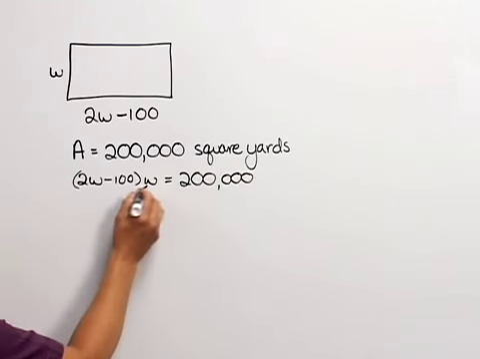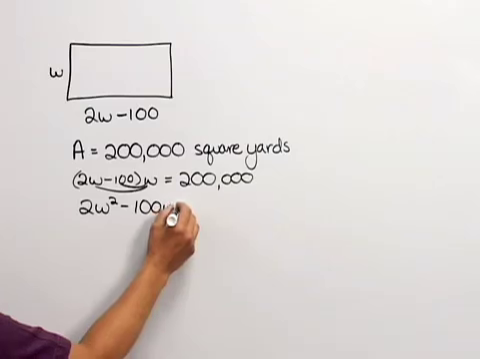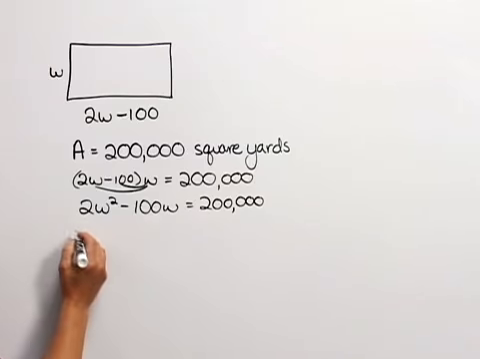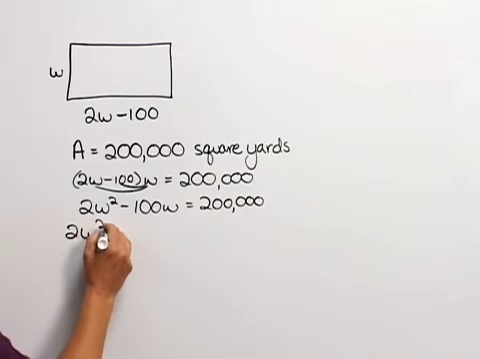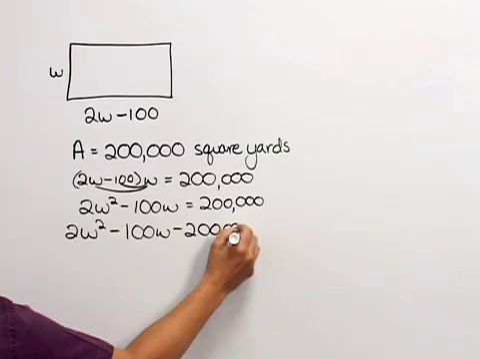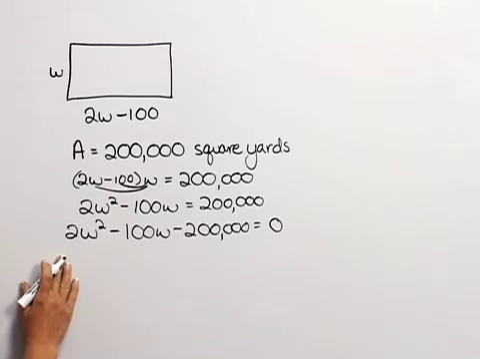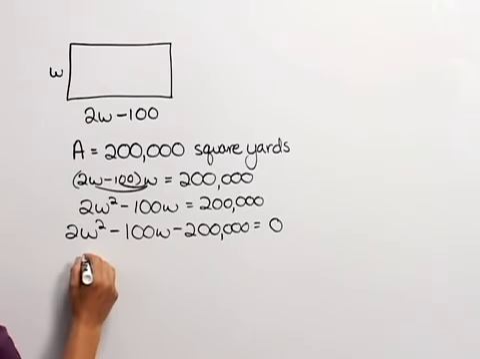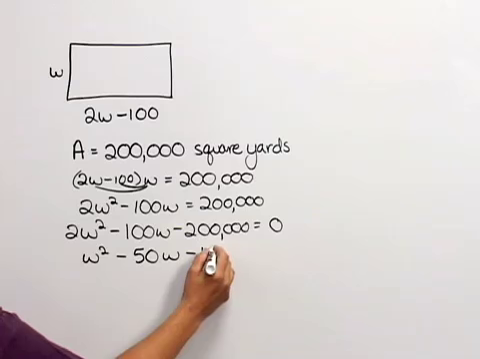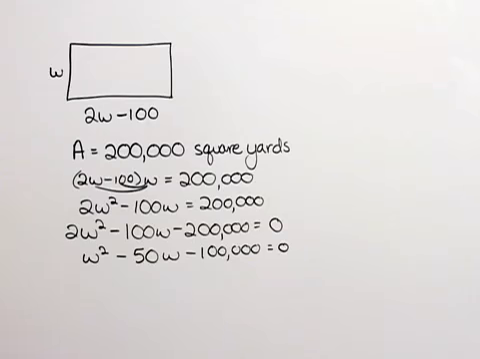We can simplify this by distributing our W to get 2W squared minus 100W equals 200,000. If we subtract 200,000 from both sides, we'll get 2W squared minus 100W minus 200,000 equals 0. I notice now that to simplify this expression, I could divide everything by 2, so W squared minus 50W minus 100,000 will equal 0. This will be much easier to solve.